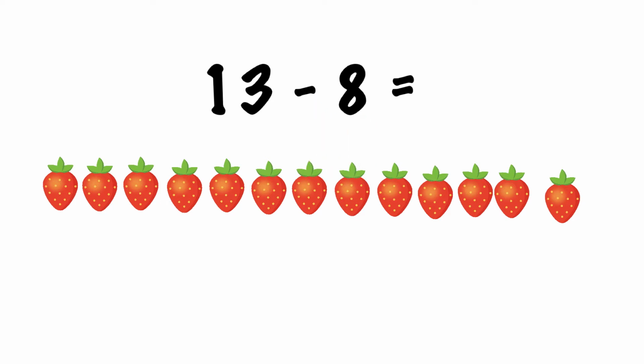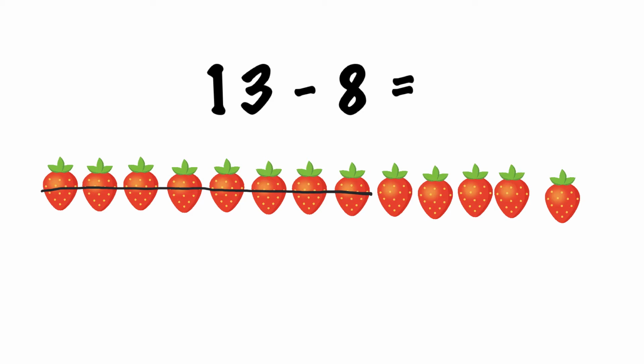Remember, when we subtract, things get smaller. We're taking things out. So we don't want to have a bigger number than we started with. That's adding. Subtracting, they become smaller. So let's cross out 8. So we have 1, 2, 3, 4, 5, 6, 7, 8. All right, so I crossed out 8 strawberries.